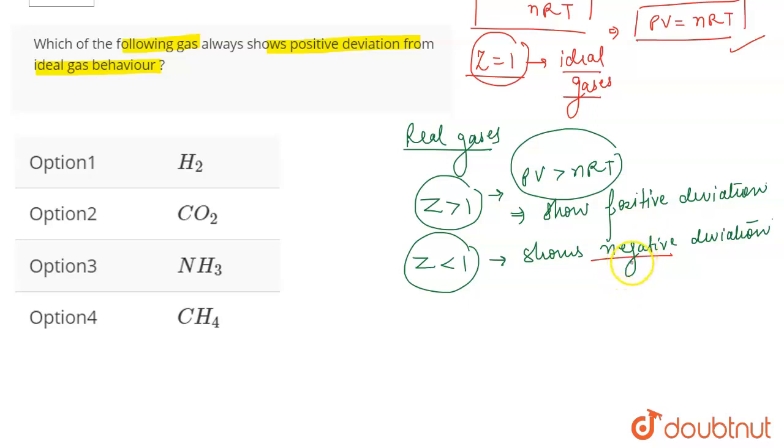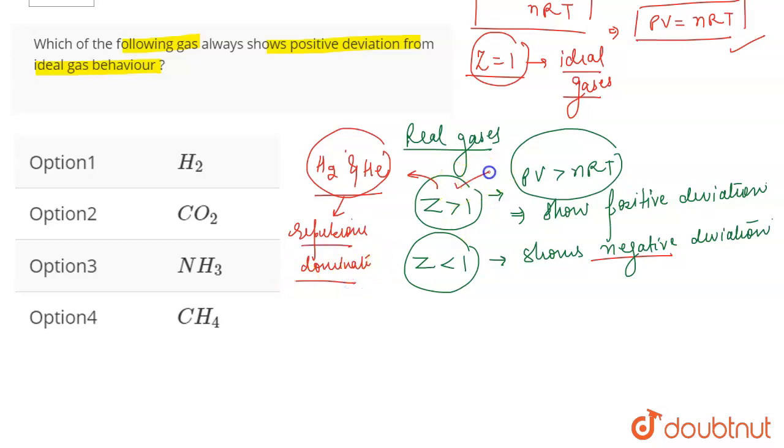But there are two gases which are fixed and they always show positive deviation, and that is hydrogen and helium. Hydrogen and helium in normal conditions also show positive deviation from ideal behavior, because in the case of these gases, the repulsions dominate and their Z becomes greater than 1, and they always show positive deviation.